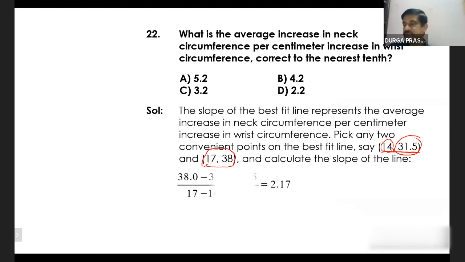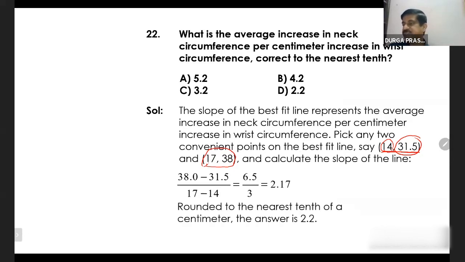So now you find out the slope. 38 minus 31.5 divided by 17 minus 14. That is 2.17. So the nearest value of it is 2.2. The nearest value is 2.2. The option is D. Please note it, check.